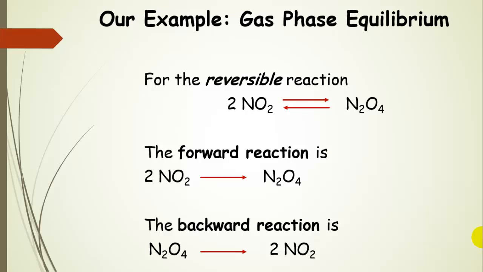Now, let's apply this to our example. So our gas phase equilibrium. We have been talking about nitrogen dioxide dimerizing to form dinitrogen tetroxide. And this is a reversible reaction. So for our reaction, the forward reaction is nitrogen dioxide going to dinitrogen tetroxide, and the reverse, the dimer splits up into nitrogen dioxide.